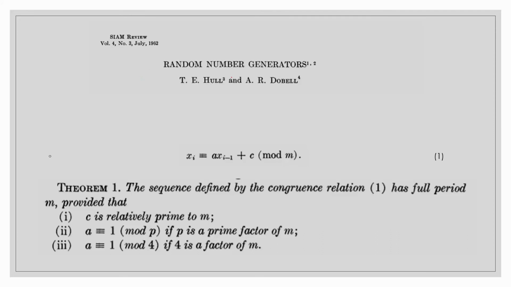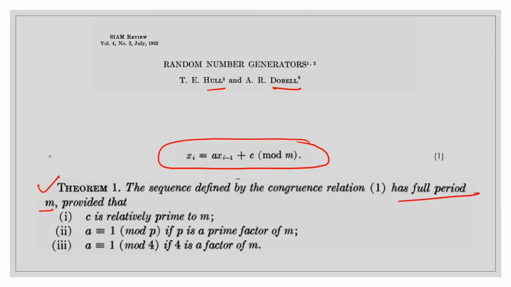So Hull and Dobell give the solution to this problem. They gave a theorem. Suppose that this is our linear congruential generator. This is the same as whatever I have shown you, only this is x_{i+1} written over x_i. They gave this theorem to ensure that this generator has a full period m. So what is the theorem statement?